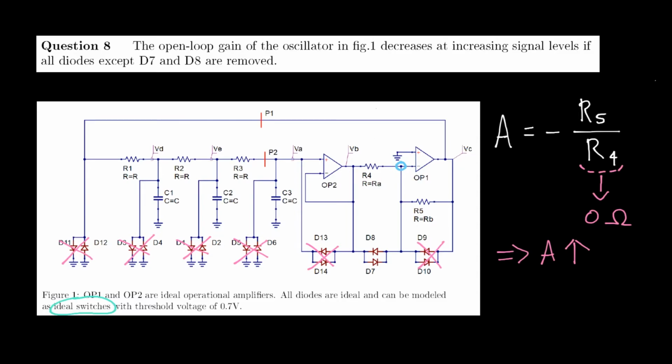So the open loop gain of our oscillator will actually increase for an increasing signal level if these two diodes are in the circuit. So the statement above has to be false.